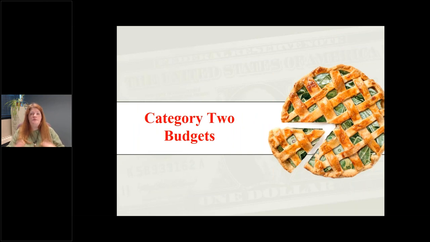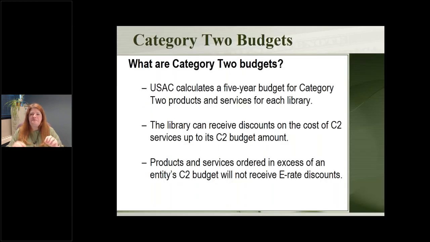So category two budgets. How you receive your discount for category two is a little different from how you receive it for category one services. Category one, your basic monthly internet, you just get a discount on whatever your bill costs. If you pay $50, $100 a month on your internet, you get your 70, 80% discount on whatever that costs. For category two, USAC and the FCC have come up with a different way to figure out how you can receive your money. What they call this is category two budgets.